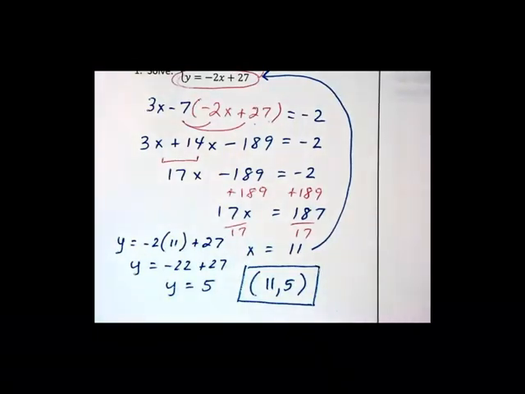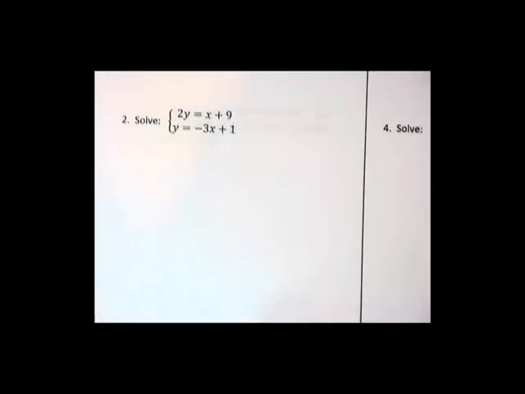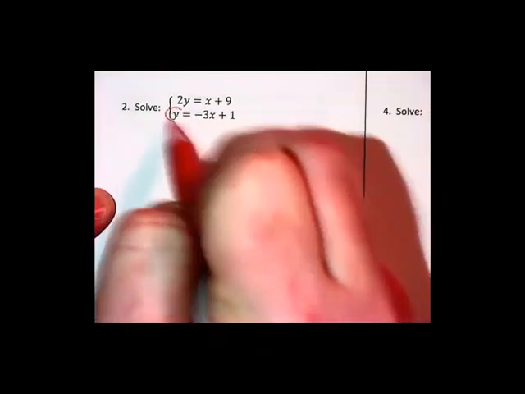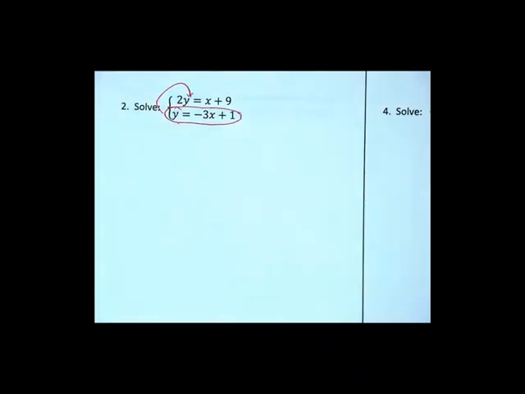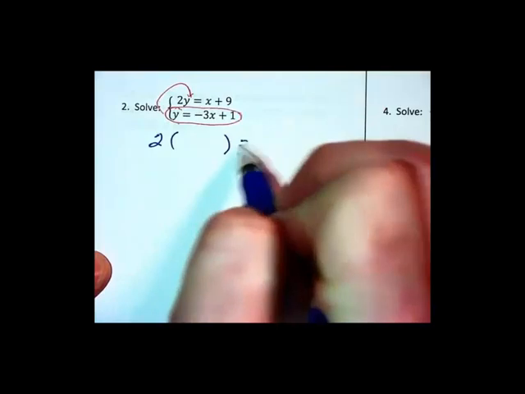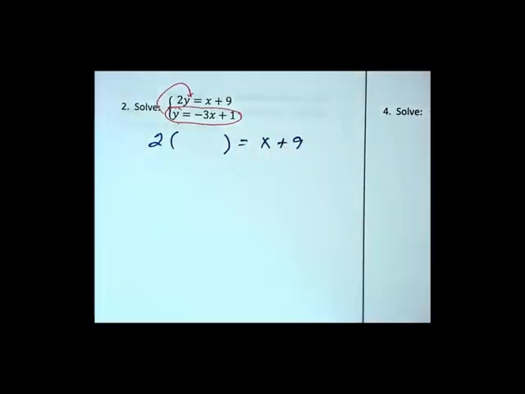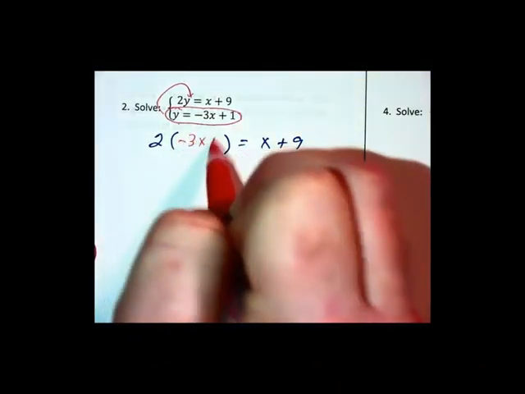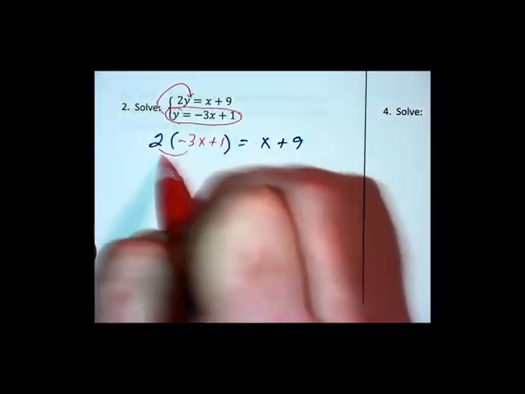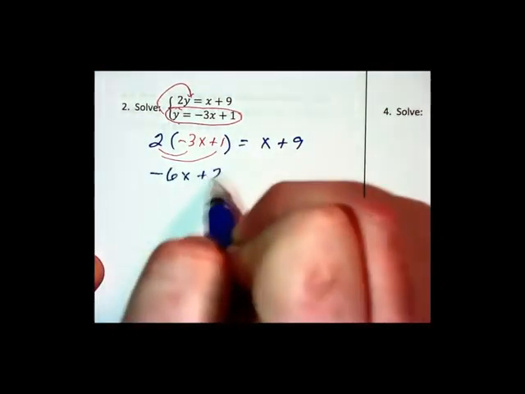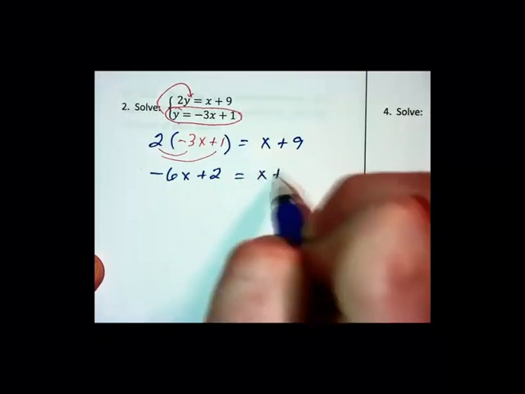In this second problem that we're looking at down below, we also see that the second equation is of the form y equals. So we're going to take that and substitute the y equals into the line above, and that line above becomes 2 times input equals x plus 9, and our input is the first equation, or the bottom equation, negative 3x plus 1. We do some distribution, and we're going to get negative 6x plus 2 equals x plus 9.